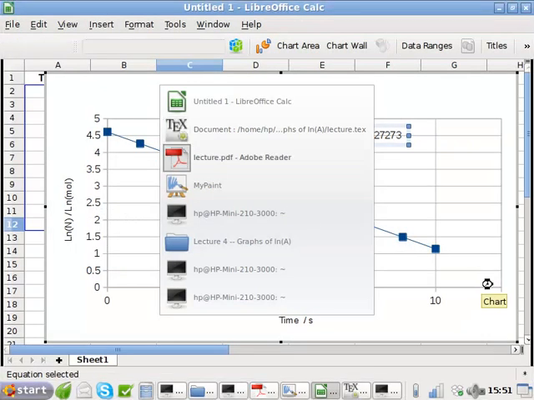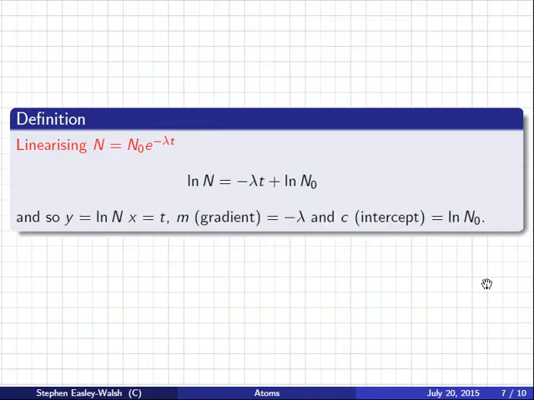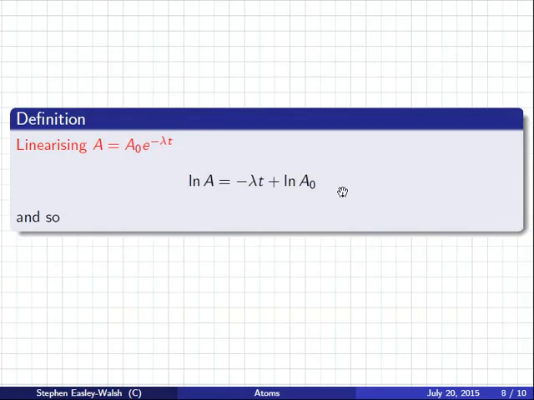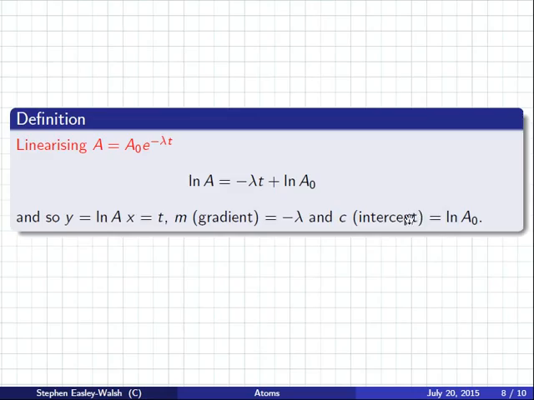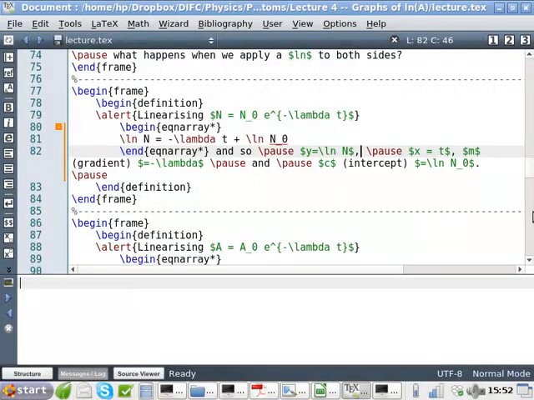Okay, next. Oh yeah, so that was with N, okay? But if you did the same thing with activity, you get the same formula. The only difference is the N0 is A0, but in fact, you could check it, the gradient is still minus lambda. The only difference is with the intercept. So my point is, it doesn't matter if you plot N, log N or log activity. In both cases, the gradient gives you the decay constant. So you don't have to write that down. Or what you could just write down is this works for log A as well. Okay, next now.